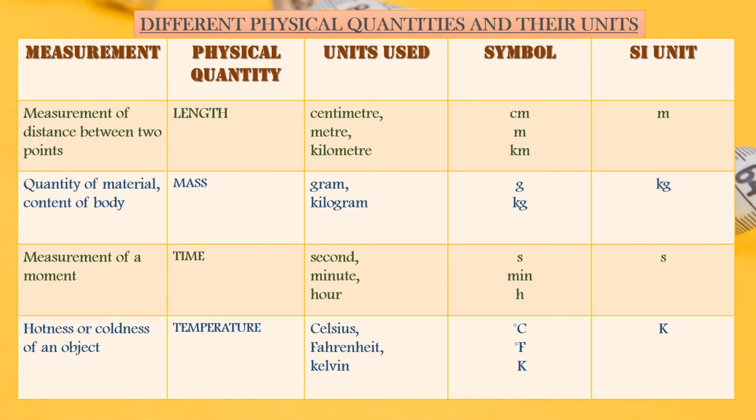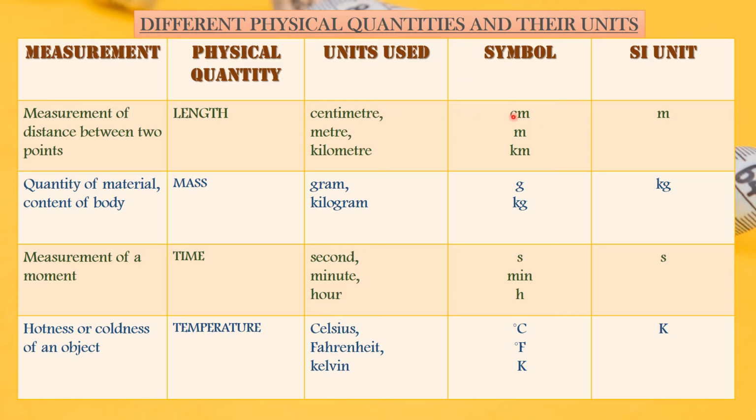For everyday life, we usually measure four physical quantities: length, mass, time and temperature, and these are called fundamental quantities. Let us study different physical quantities and their units. Length. Length is the measurement of distance between two points, and its units are centimeter, meter and kilometer. Centimeter is used to measure the smaller quantity and kilometer is used to measure the larger units.